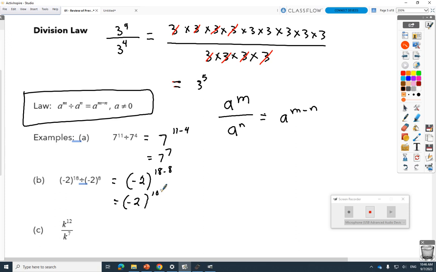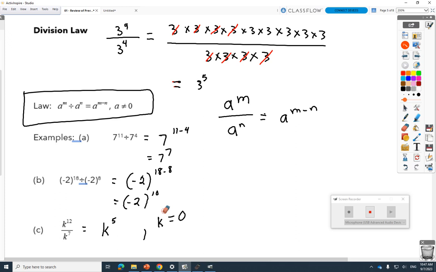And k to the 12 divided by k to the 7 is k to the 5. And if you think this is overkill, you're going to see it's not. But I should mention, k can't be 0. That's something we're going to learn in this chapter. It's like, better mention what k can't be. It's really going to matter. K can't be 0. This doesn't work if k is 0.